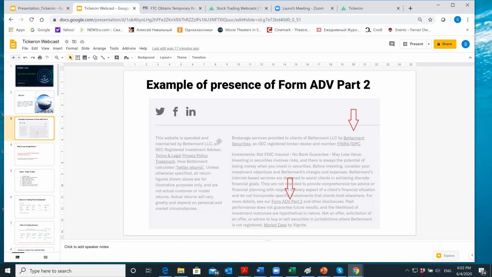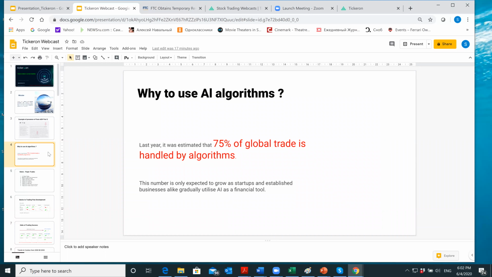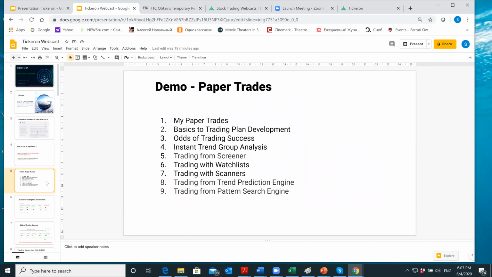Okay, so that's the introduction, and this is our disclaimer, which is fundamentally based on all the guidelines for SEC registered companies. You come here because most likely you really want to find out about algorithms and how they can be used in the current market conditions. You might know that quite a lot of trades right now are handled by algorithms, and I will show you some of ours, and you can try them. Okay, so that's the plan for today.